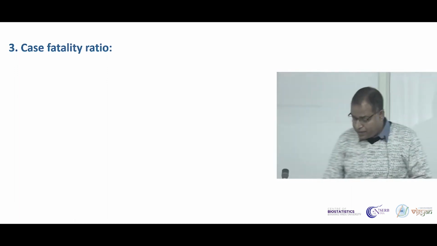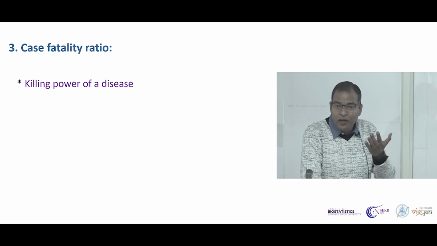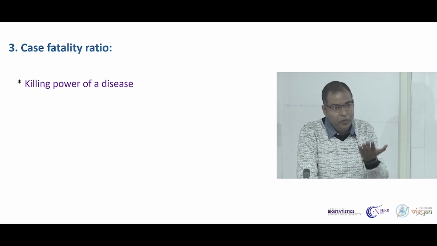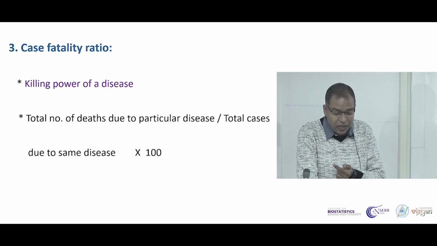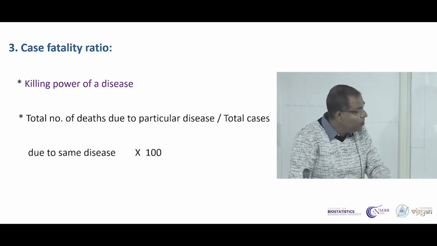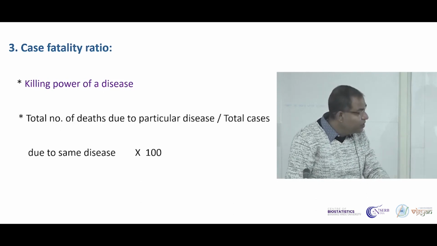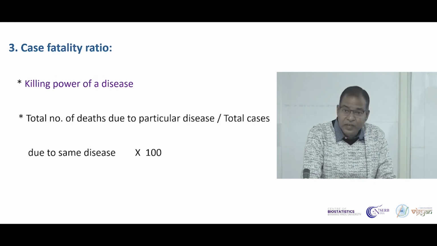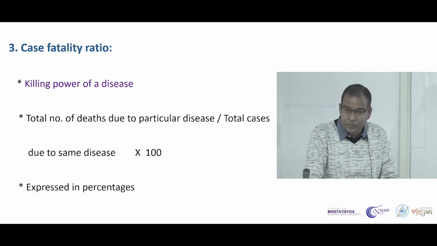So the case fatality rate indicates the killing power of a disease. You see, out of 10 people suffering from tuberculosis, 3 people died from tuberculosis. So it indicates the killing power of that particular disease. This is how we calculate: numerator is the total number of deaths of patients due to tuberculosis, divided by total cases of the same disease, so total number of tuberculosis patients. Multiplier is 100, so it is expressed in percentages.